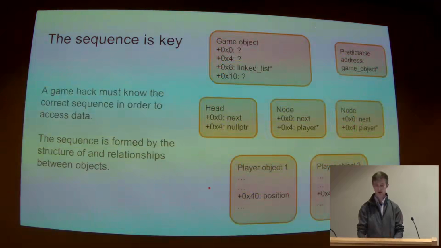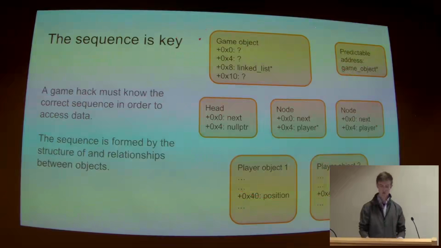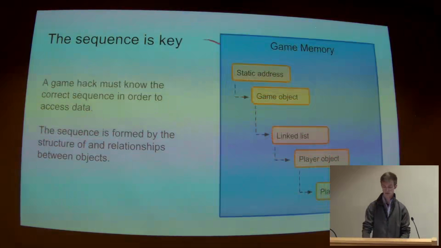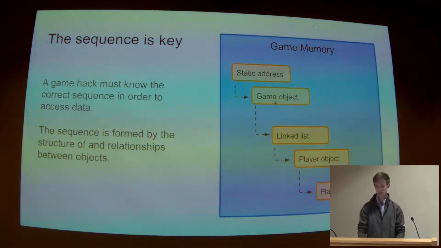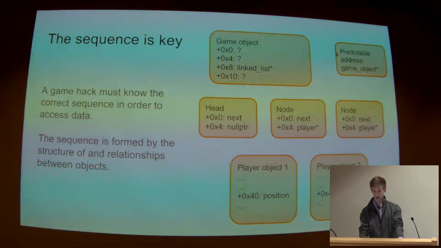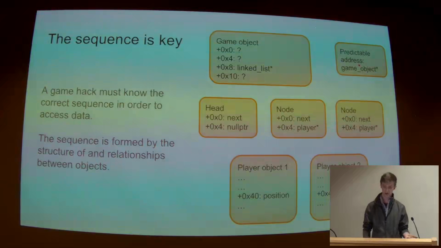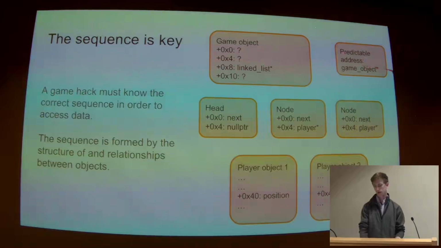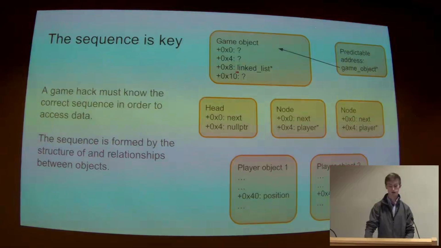These orange squares are a little more detailed version of what was on the previous slide. These little orange rectangles have been expanded to include more information. So here might be our first predictable address, let's say a predictable address that's at a static offset from the executable base image in memory. This predictable address is always going to contain a game object pointer. The game object pointer points to the game object, which in this example, at an offset of 0x8, contains a pointer to a linked list.